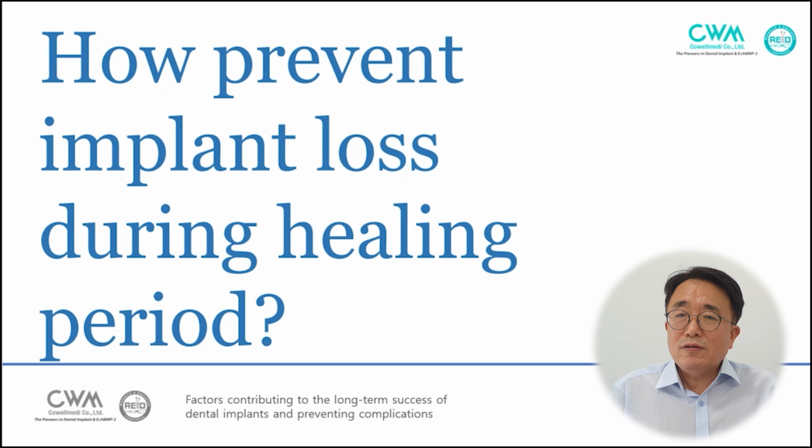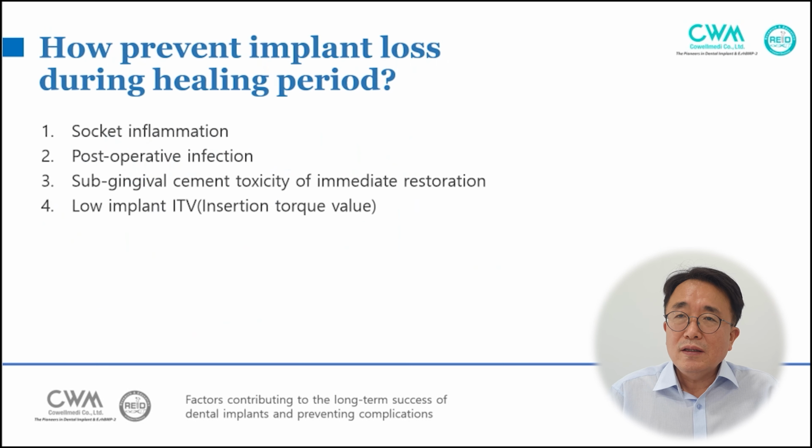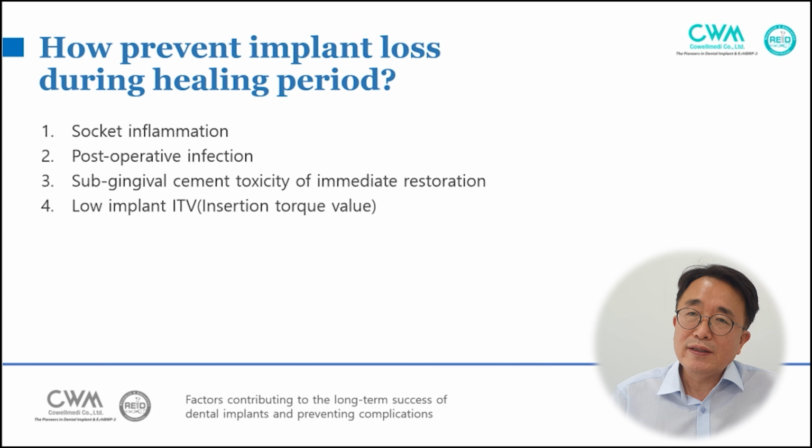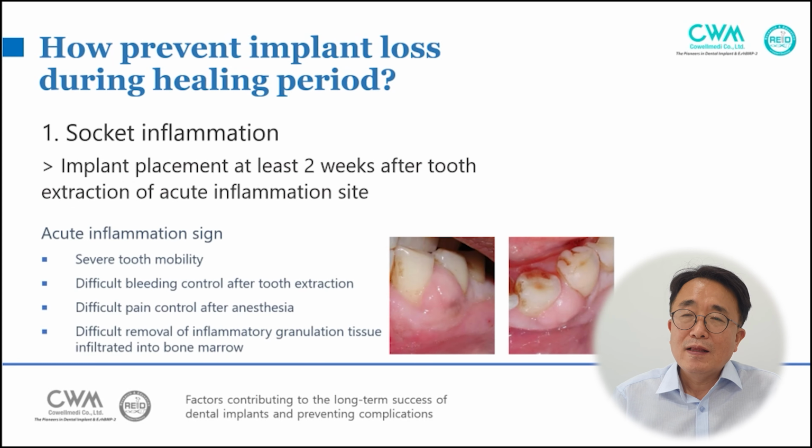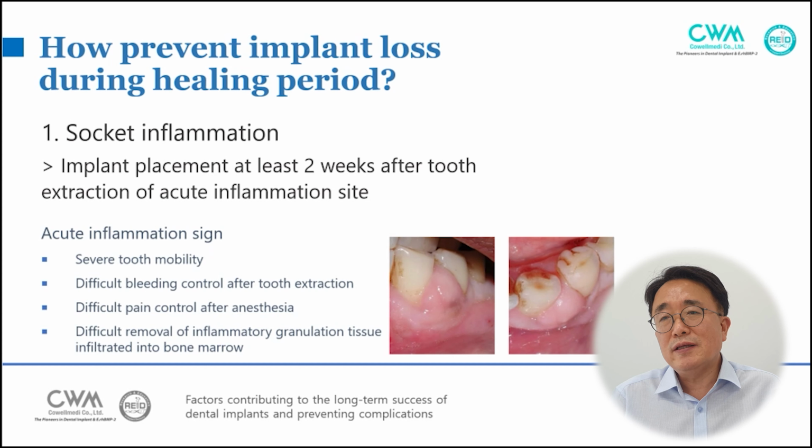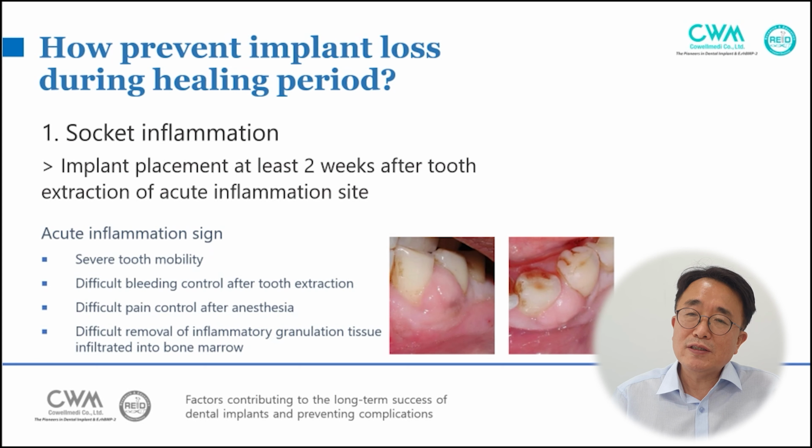How to prevent implant loss during the healing period? First, socket inflammation and post-operative infection, subgingival cementosis of immediate restoration, and overload relative to implant insertion torque. I will introduce these prevention methods. First, socket inflammation: the implant should be placed at least 2 weeks after tooth extraction in an acute inflammation site.